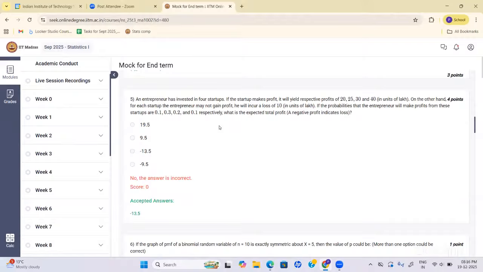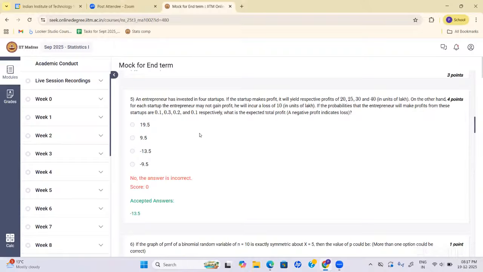You are getting it, but not entirely correct. We have to find the profit for each startup. For the first startup, the profit is 20 and the probability of getting this profit is 0.1. What is the loss for the first startup and what is the probability for that? The loss is 10, and 1 minus 0.1 is 0.9, so 0.9 will be the probability of loss. Yes, that is correct.